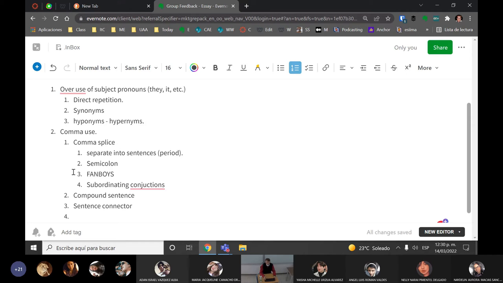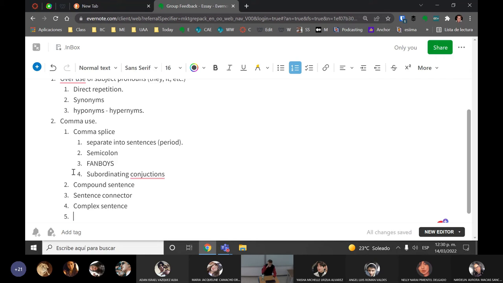Another use of the comma. Separate sentences? Like what? An example? Sorry, let's take complex. When do you use a comma for a complex sentence? The dependent clause goes first, and then the independent clause goes after, I think. Yeah, so when the dependent clause comes first, we use a comma, and then the main clause comes afterwards. When the main clause comes first, we do not use a comma.